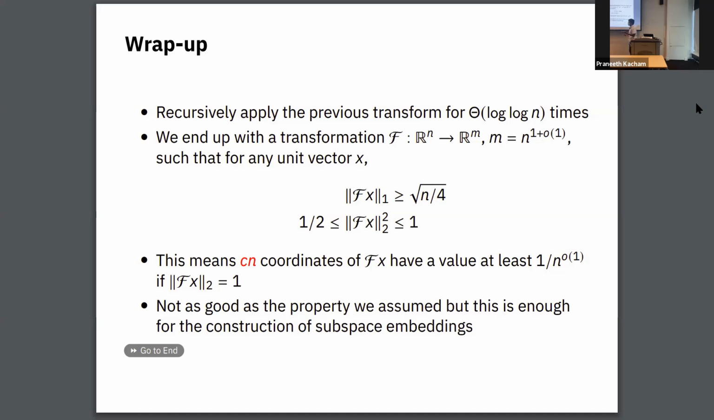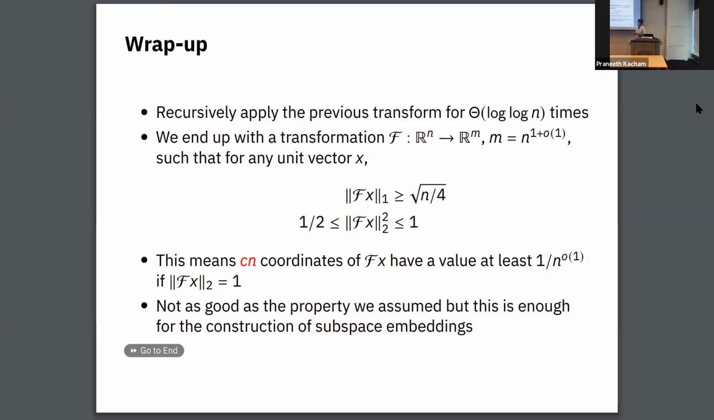So if you start with a unit vector, you will get a vector whose squared norm is between half and 1, but its L1 norm is very large, like square root n. That means this curly f times x will have a large number of large coordinates. That is, it will have a constant fraction of n coordinates that are at least 1 over n to the little o of 1, if it is a unit vector.